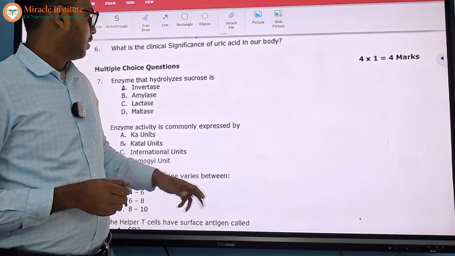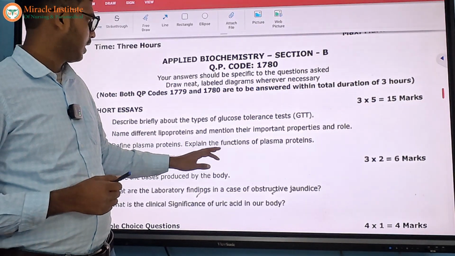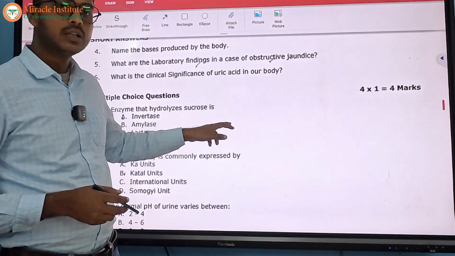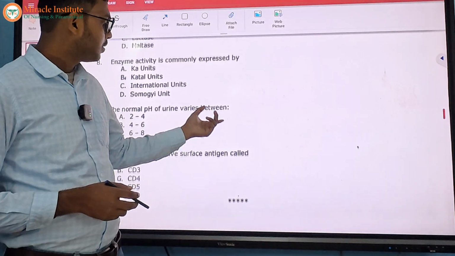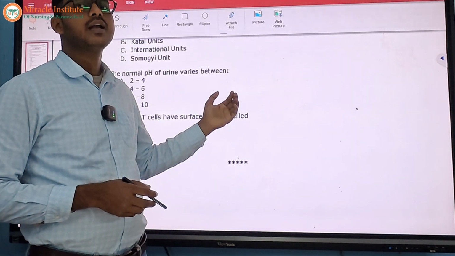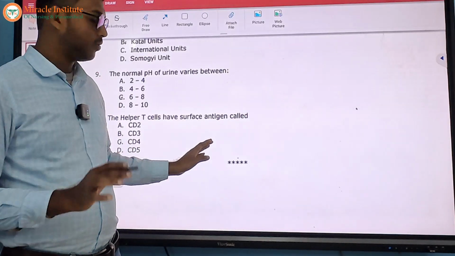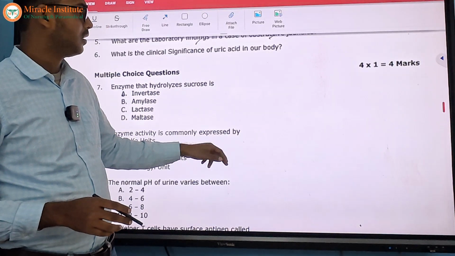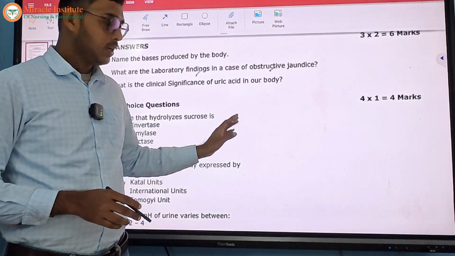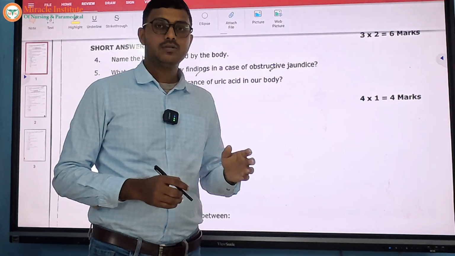Students, please go through them. One of the best books I suggest is U Satyanarayana. The U Satyanarayana book is preferred for biochemistry, especially for nursing and paramedical students. Also refer to your class notes.